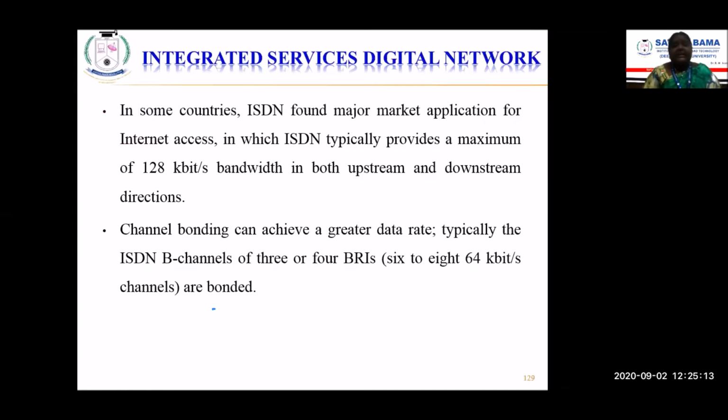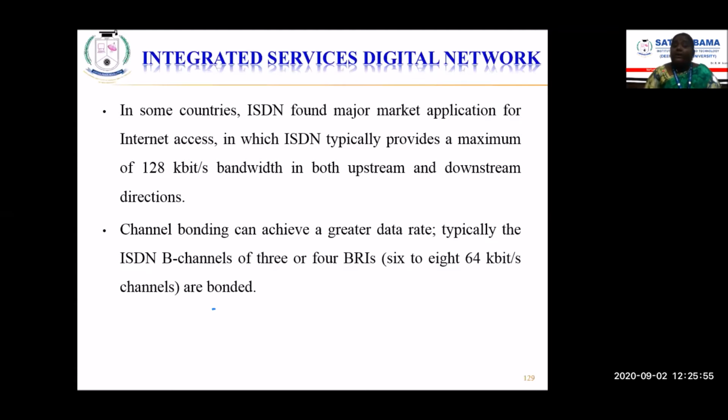Some countries found a major market application for ISDN in internet access. With the evolution of this ISDN, it is making use of the same telephone line only. This internet access evolved in the late 1990s. When we were in our college days, only at that time we had internet connections in our country. Abroad, in foreign countries, they had it in the 1980s, whereas in the 1990s they introduced this internet access. So we'll be making use of the same telephone line. Via that there will be a modem connected, and with that we are able to access the internet connection and internet data.